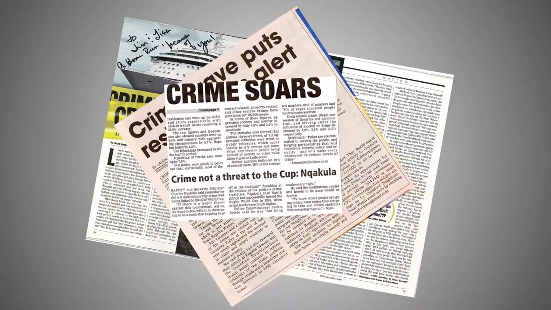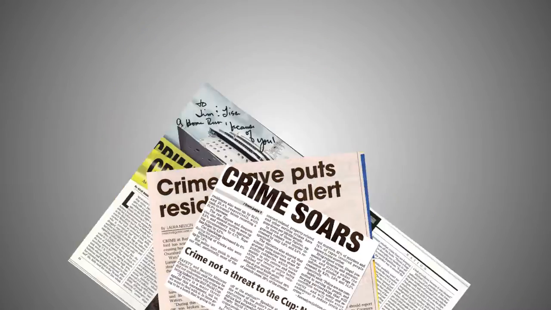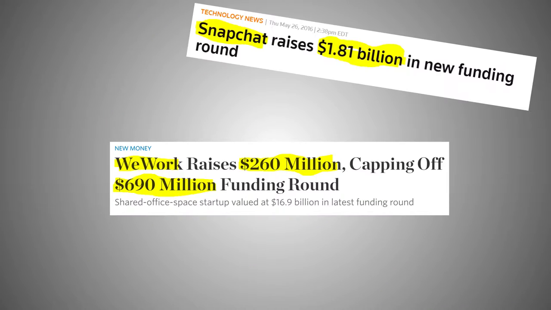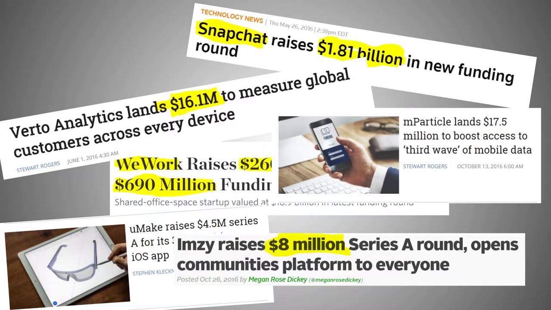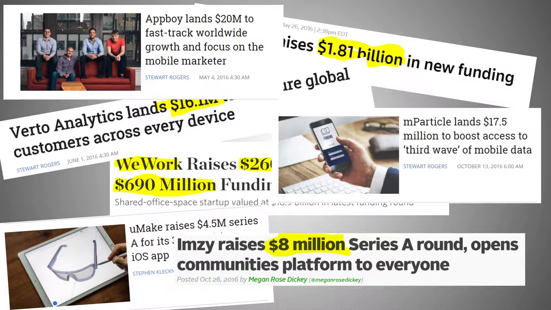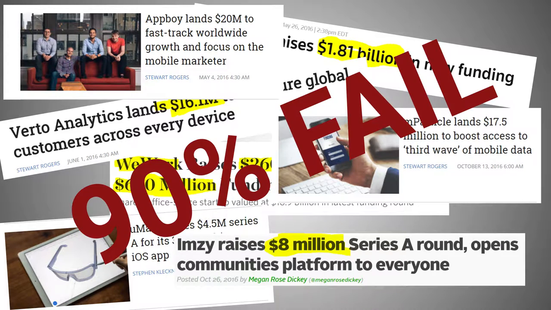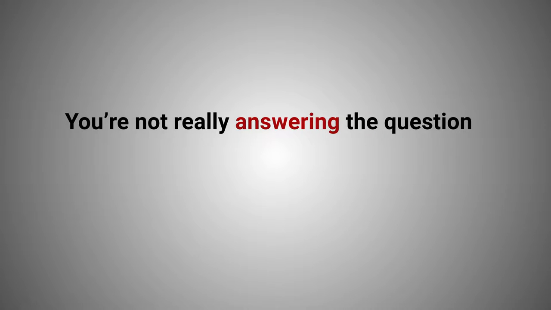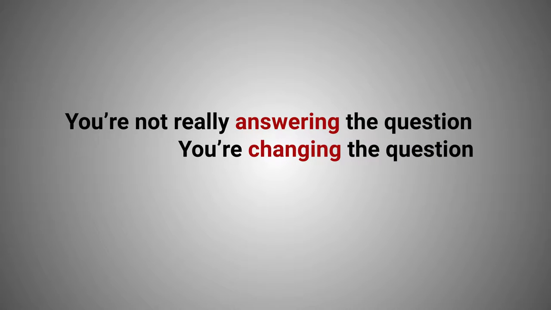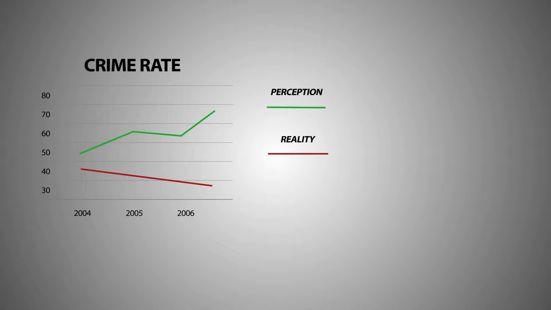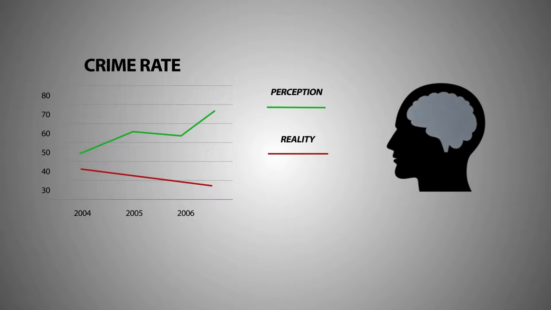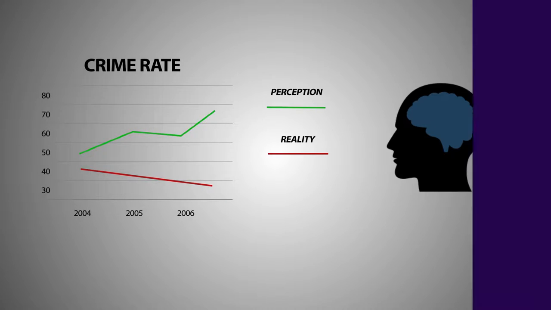For example, reading about a crime in a newspaper makes you feel uneasy about going out in public. Or, after you read case studies of successful businesses, you may judge the probability of running a successful business to be greater, even though 90% of startups fail. So, you're not really answering the question as it is, you're changing the question. Instead of estimating the frequency, you report back with an impression of the ease with which instances came to mind.